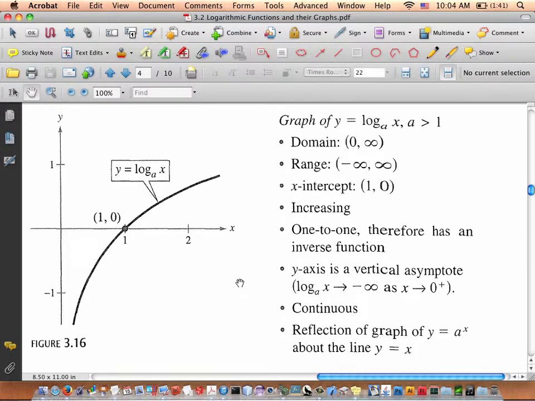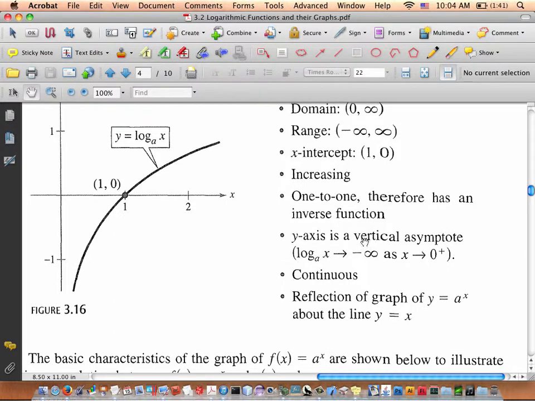So as x goes to 0 from the right, watch the cursor right here on the board, the function goes down, down, down, down, down. So the logarithm goes to negative infinity as x goes to 0 from the right. As I go this way from the right, the function drops.